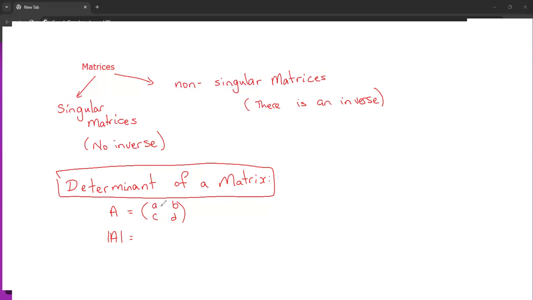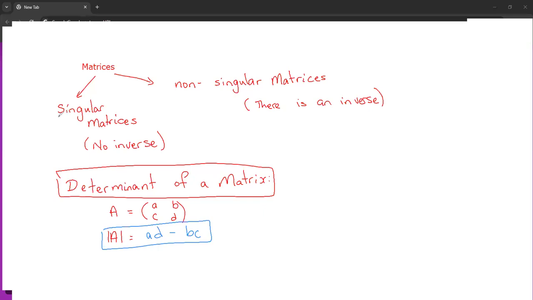So for my leading strand, I'm going to find the product of those two, so it's going to be a times d. And I'm going to minus the product of the other strand, so that's going to be bc. Once you find this, this is known as the determinant of the matrix. So in order for us to find the inverse of a matrix, we're going to need the determinant.